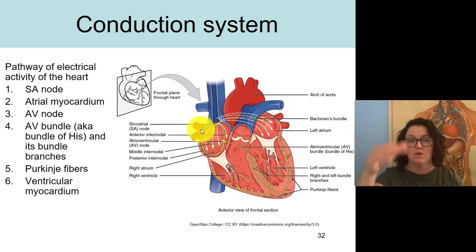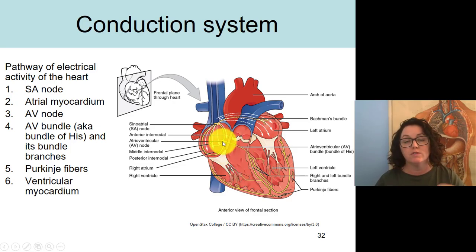So it goes SA node, atrial myocardium, and then it stops there because the action potential can't cross that cardiac skeleton. So in order to get the ventricles to contract, what happens next is the AV node will self-depolarize and start action potentials. So the AV node will then send action potentials down this structure here, which is called the atrioventricular bundle, also known as the AV bundle, also known as the bundle of His. So these are specialized autorhythmic cells that help to very quickly propagate that action potential down the septum, the interventricular septum.